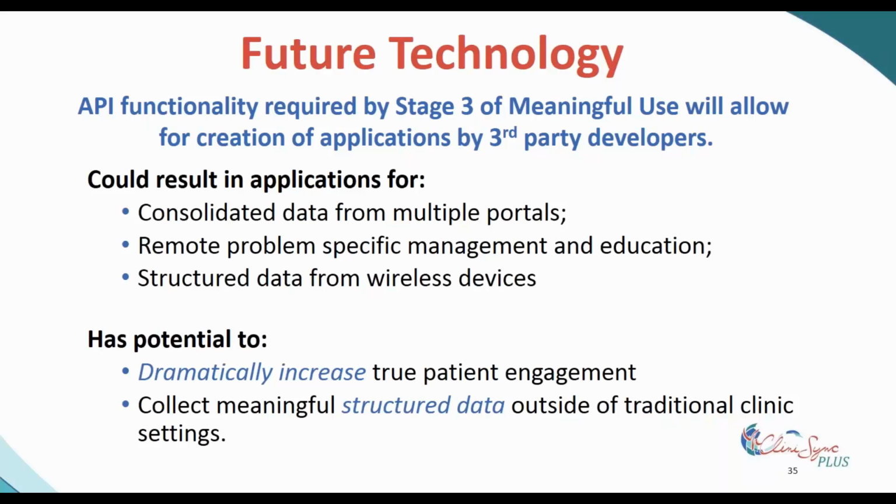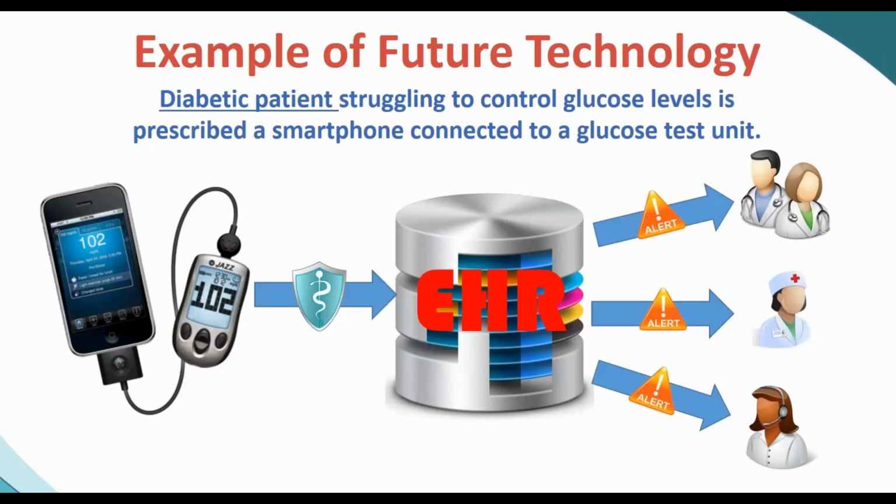Really the key to some of the patient engagement, or to getting some information back from the patient, is to limit the information and data that they have to input by hand, because they're going to forget to do it. They're going to make mistakes. But if you can get structured, meaningful data back between visits, man, there's just so much potential. Now, this is just an example to think about what the future may hold. Let's say you've got a diabetic patient. They're really struggling to control their glucose.